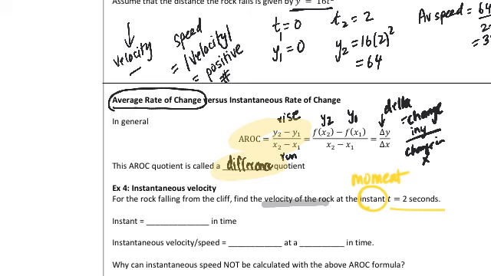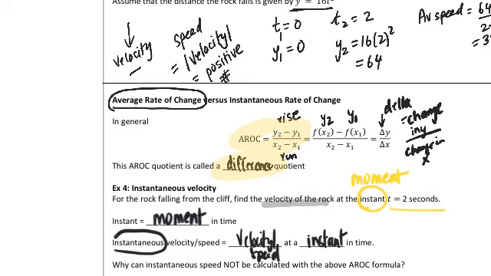So let's just remind ourselves that an instant means a specific moment in time, right? So we don't have an interval of time like we had for the average calculations. We are at an instant. Okay, so instantaneous velocity or speed is equal to the velocity or speed at an instant in time, right? So we want to remember that this word instantaneous refers to a specific instant.